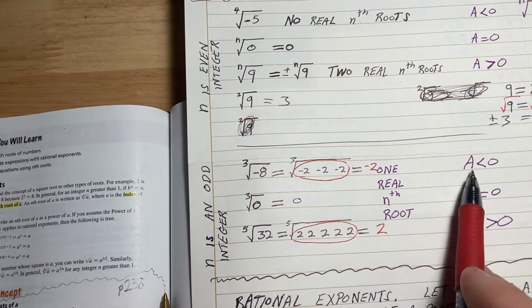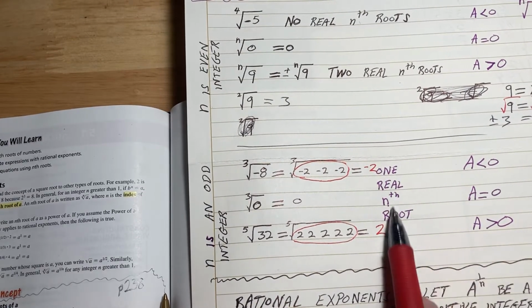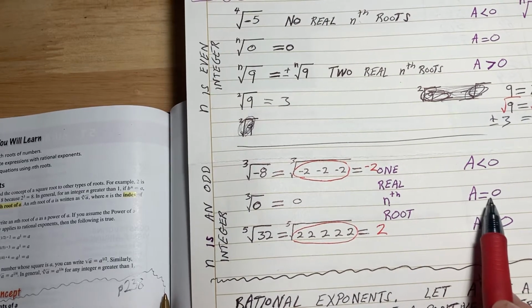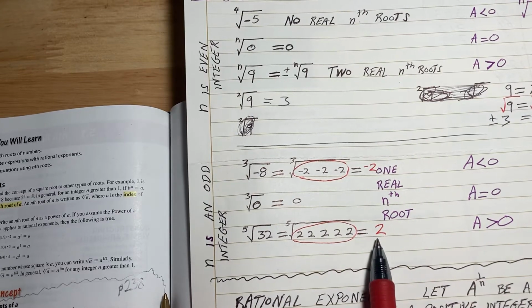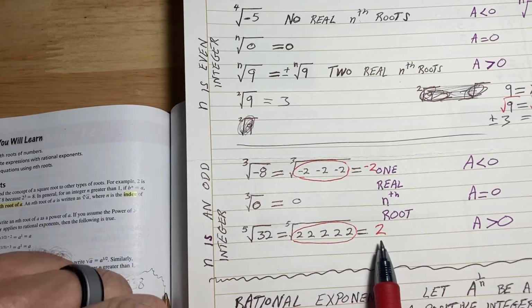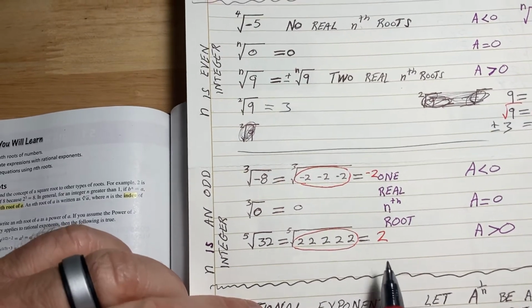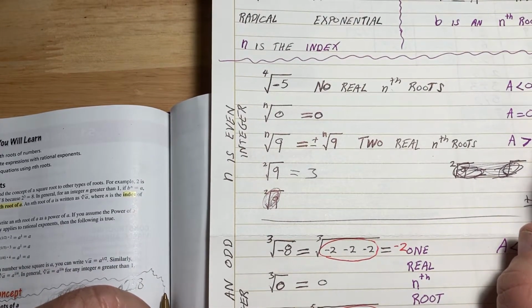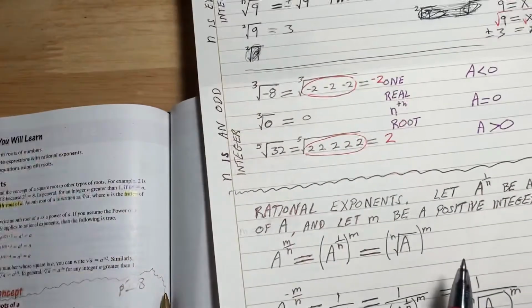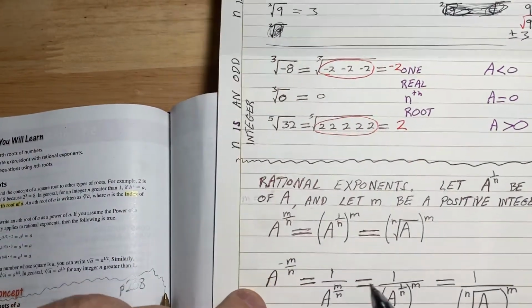Okay, so it doesn't matter if A is negative, you get one answer. If A is equal to 0, you still get one answer. If A is positive, you still get one answer. So be aware of that. You can get 2 answers only if this index is an even integer. Okay? And we'll go over that some more, with some practice.